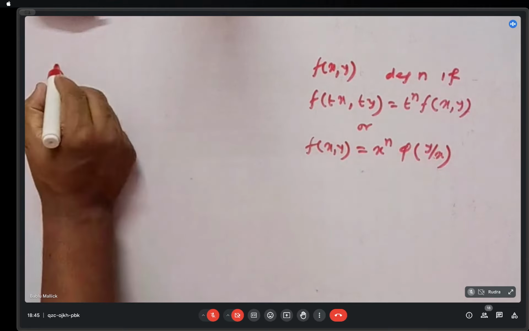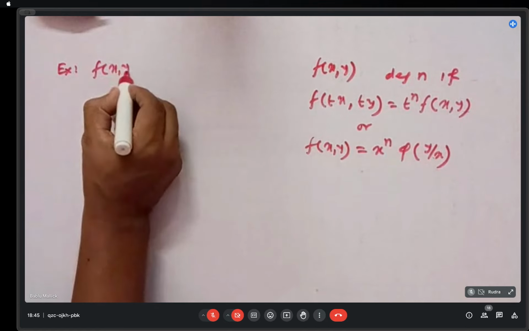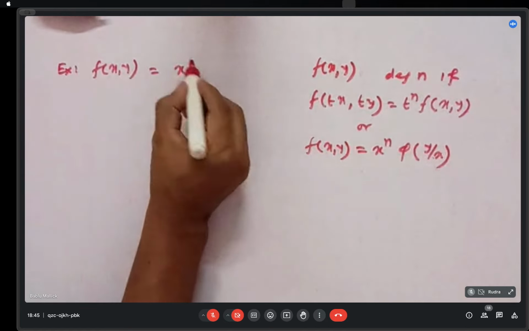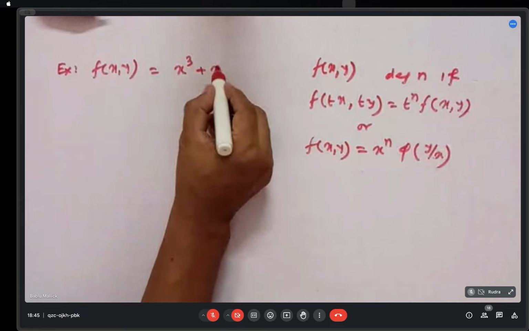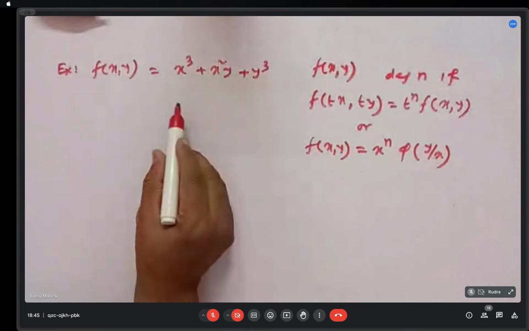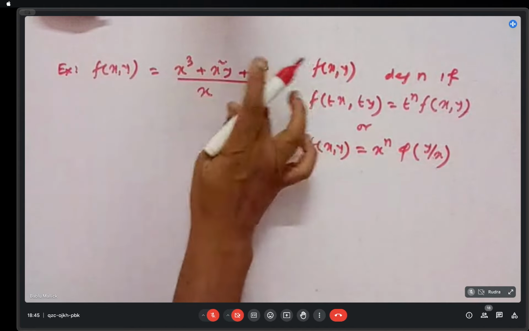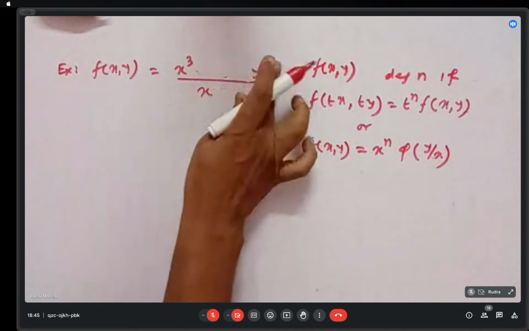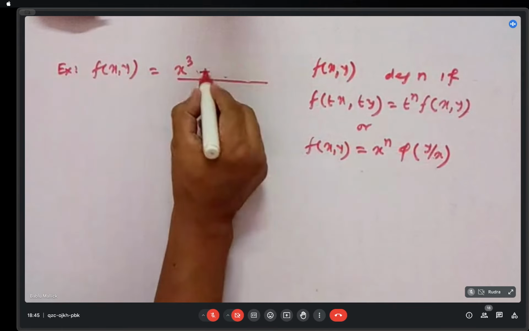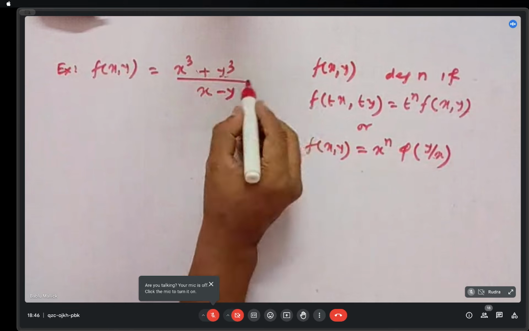For example, suppose f of x comma y is equal to x cube plus x square y plus y cube. Or take this example: x cube plus y cube divided by x minus y.